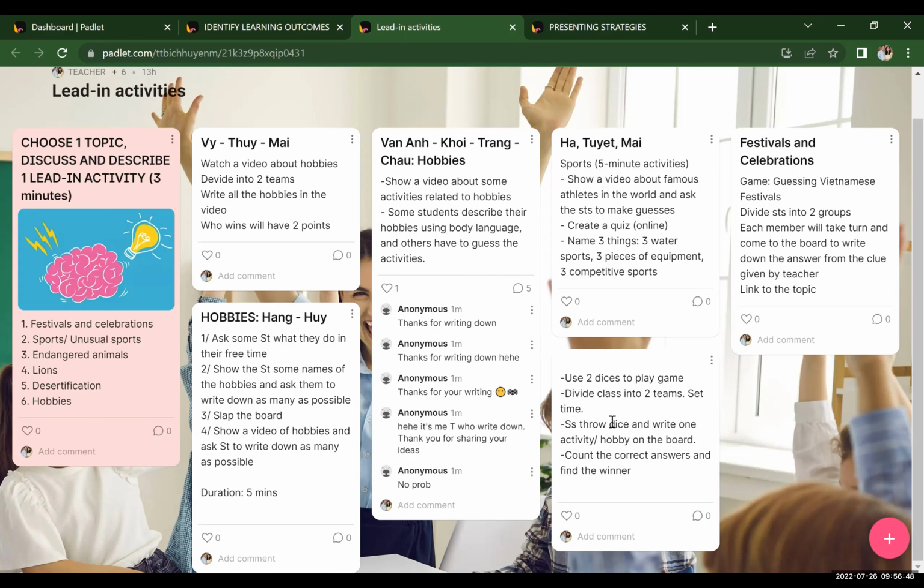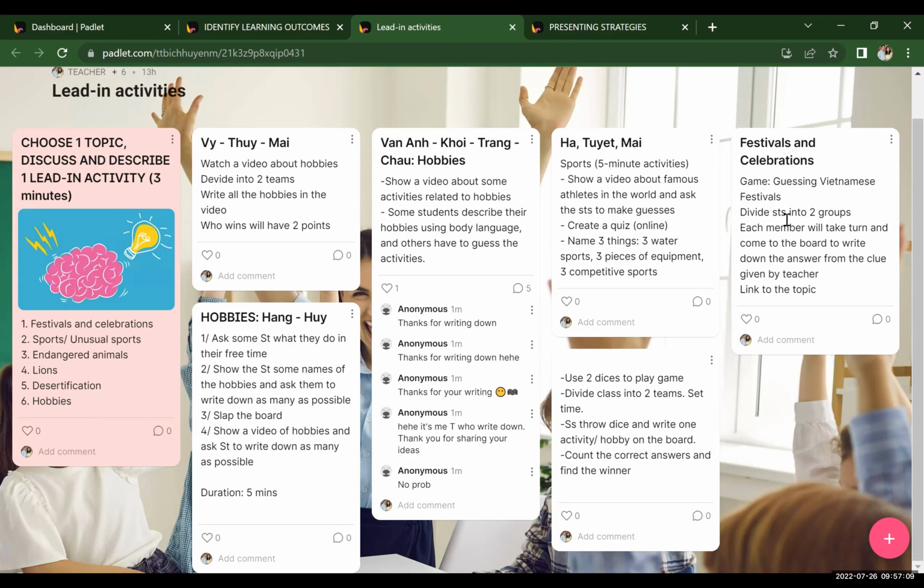Okay, this one is really, really interesting and helps build vocabulary. This also helps the teacher to know the vocabulary background of the students related to the topic that we teach on that day. Okay, wonderful.